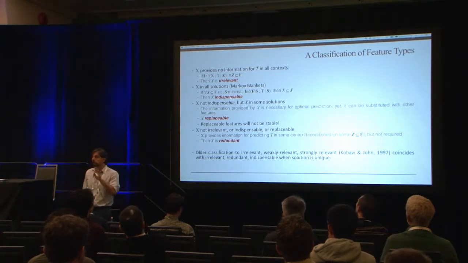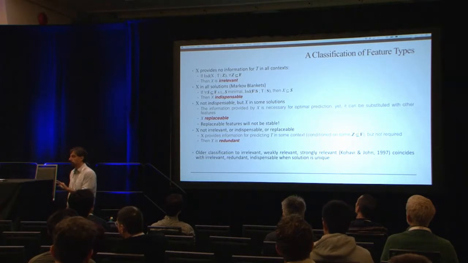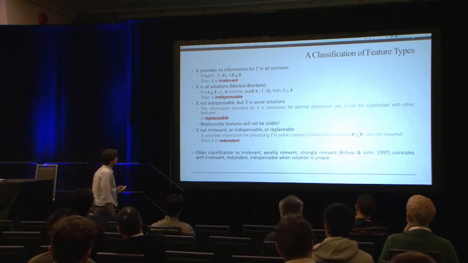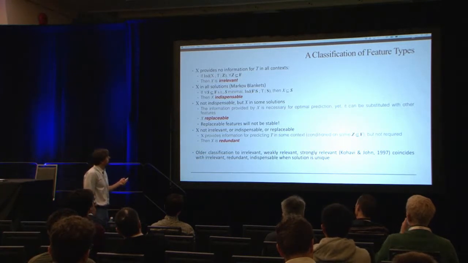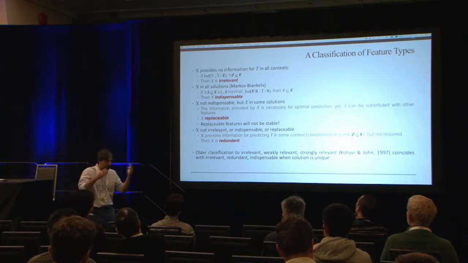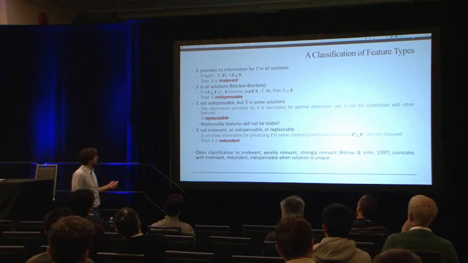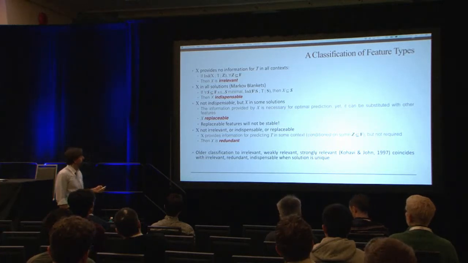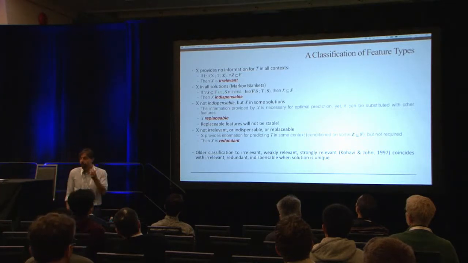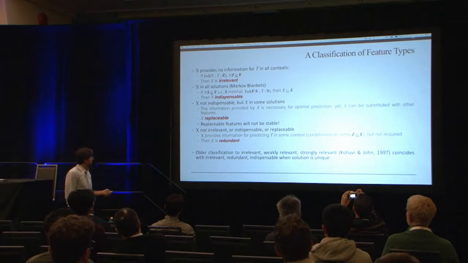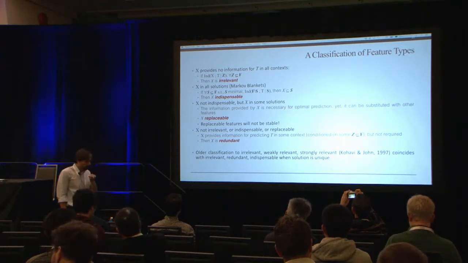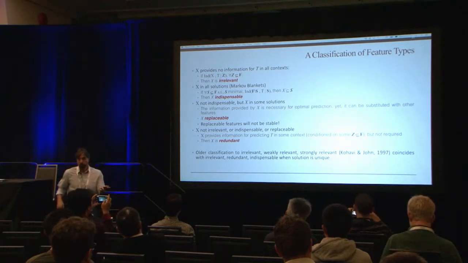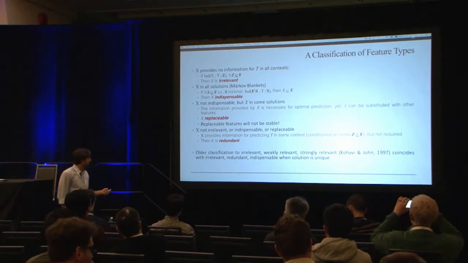So given what I said, I give a taxonomy of features for feature selection. One is features that really provide no information on T, no matter what you condition on, in any context, no matter what other features you see them in conjunction with, they never give information for T. They are irrelevant. Then we have the features that participate in all solutions. They're in all Markov blankets. I'll call them indispensable. You absolutely need them for optimal prediction. And then we have features that are in some solutions, but not in all solutions. You need them for an optimal solution, but you could replace them with something else. So I call them replaceable.